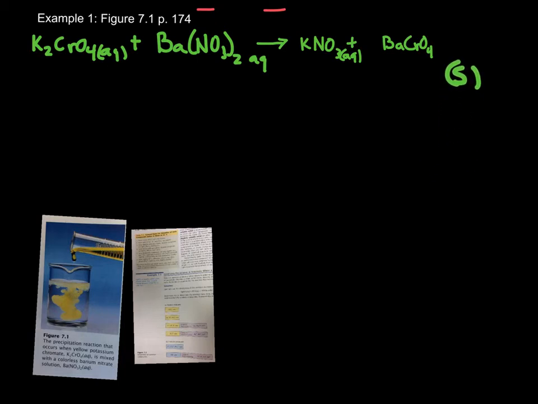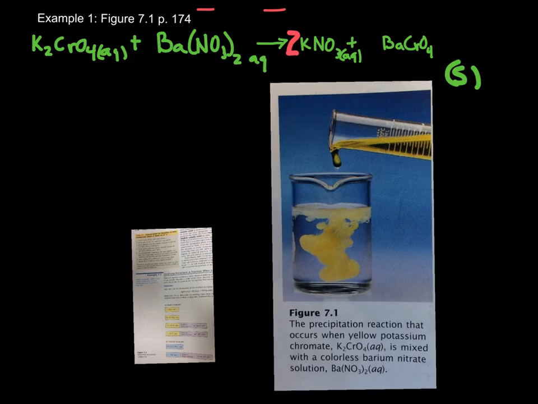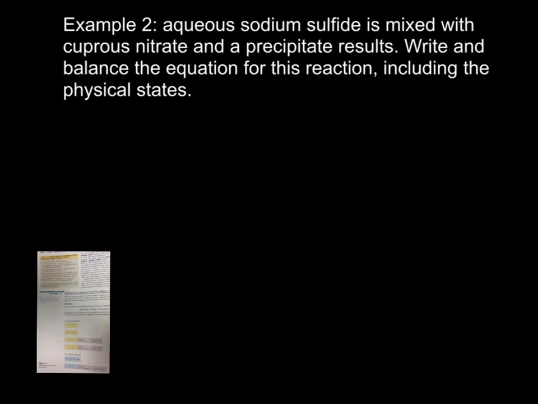We do have to look for balancing, and as you can see, we are not balanced, so we need to put a 2 coefficient right in front of the potassium nitrate. When we do that, we have a balanced equation for our figure in our book. Okay, pause the video and copy down the question.